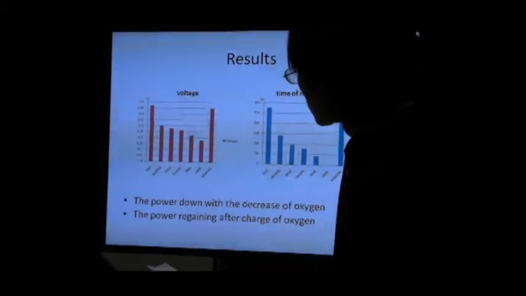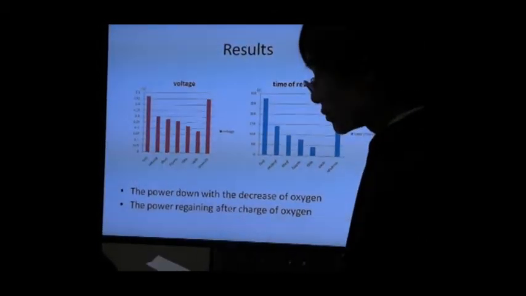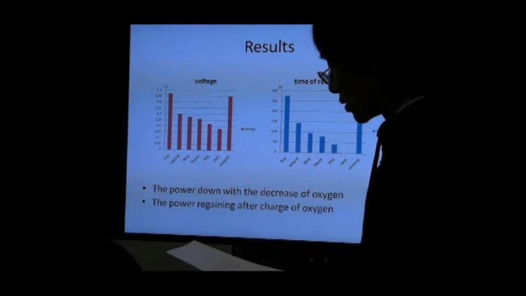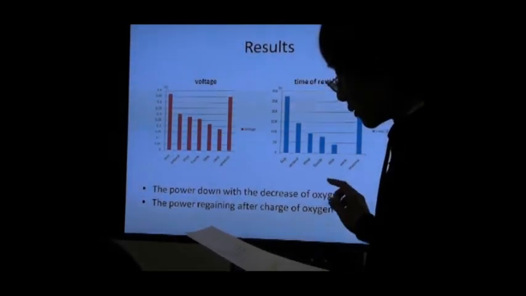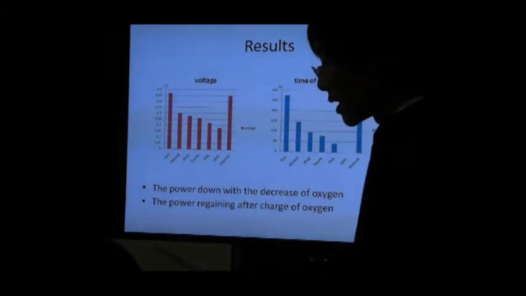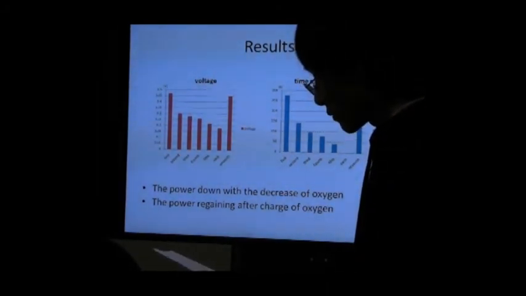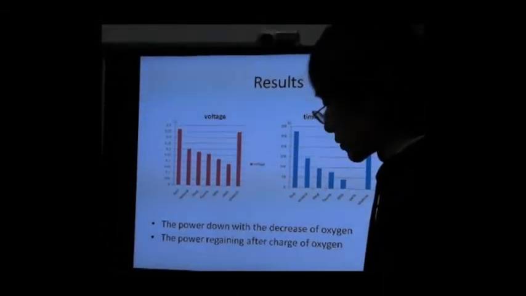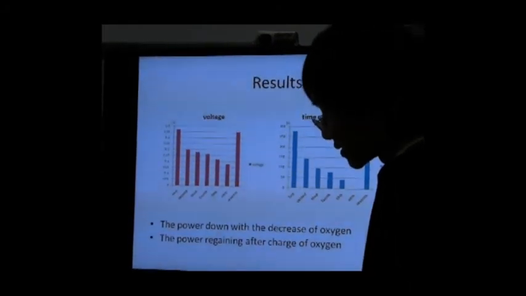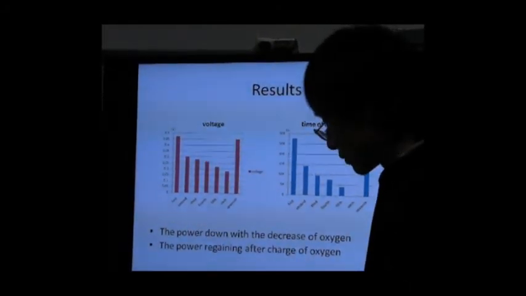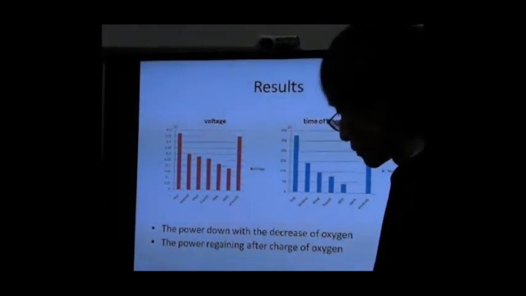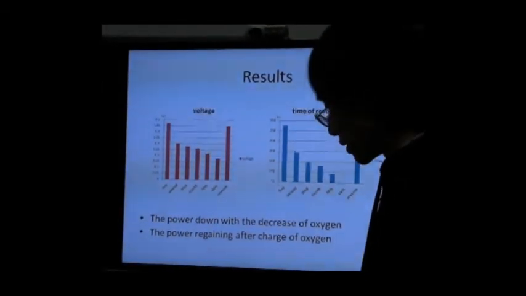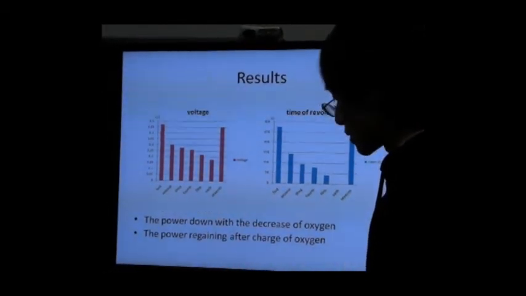As this figure shows, the time of revolution of the motor became shorter and shorter, and the voltage of the battery became lower and lower. As we repeat the operation, after repeating the operation 5 times, the voltage got so low that the propeller doesn't revolve. We also found that after regaining enough oxygen, the battery regains the power it had in the past operation.